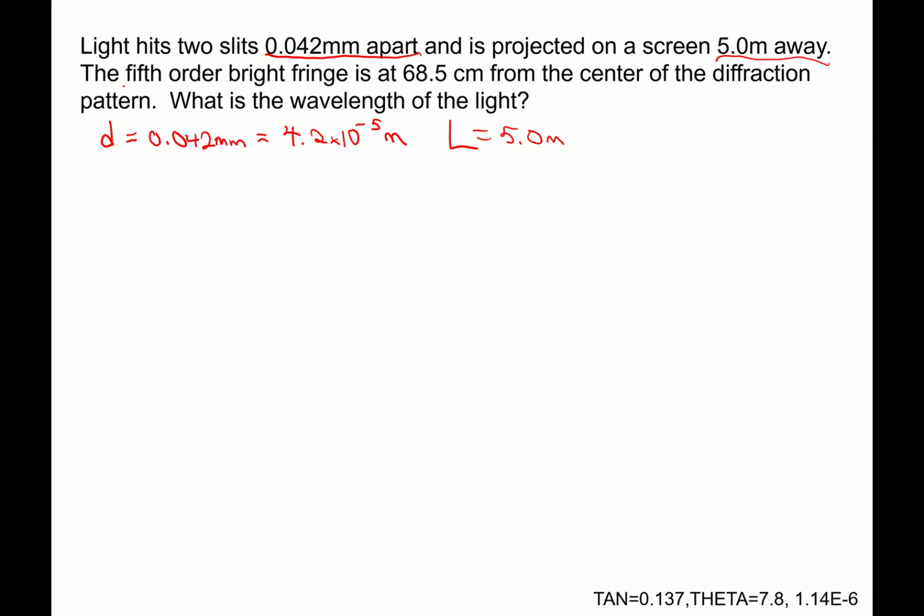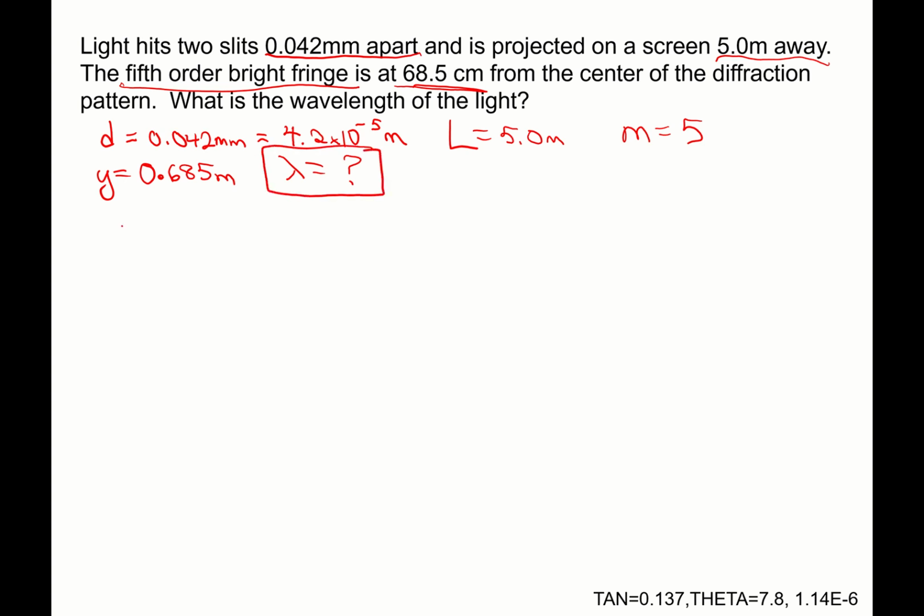The fifth order bright fringe, so that means m equals 5, is at 68.5 centimeters from the center of the diffraction pattern. So that's y, which is equal to 68.5 centimeters or 0.685 meters. And they're asking, what is the wavelength of the light? So I want to find lambda.